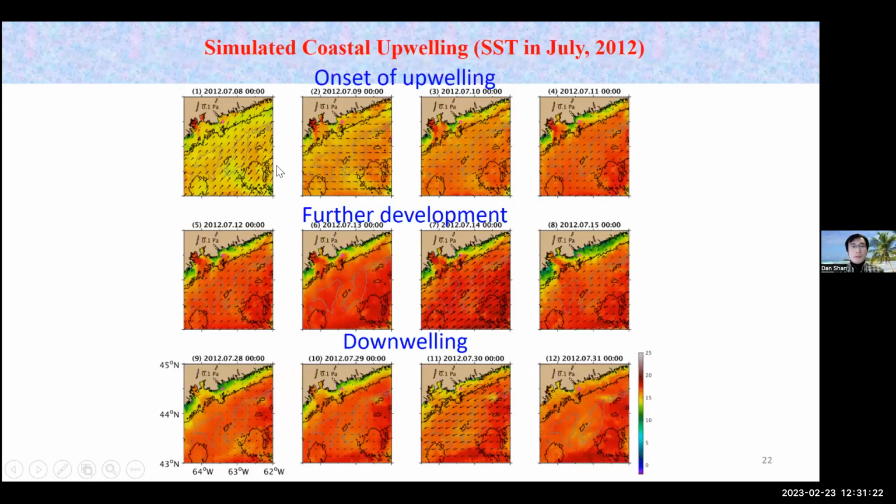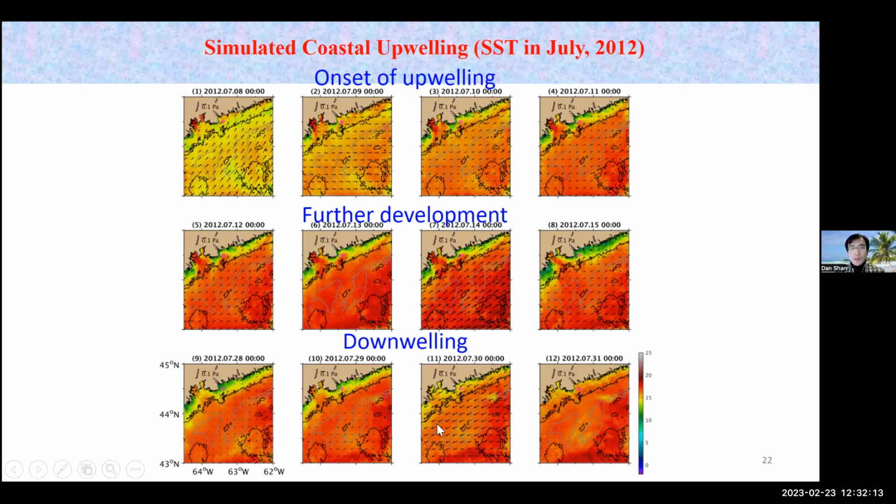So I have taken snapshots from early July toward the end of July, which illustrate three processes. The first row shows the onset of upwelling. Initially, the temperature is relatively uniform, and we see alongshore upwelling-favorable winds, and that generated colder water along the coast. And then there's a further development of upwelling. Particularly on this day, we have a very strong upwelling-favorable wind from the southwest that increases the cold water area along the coast.